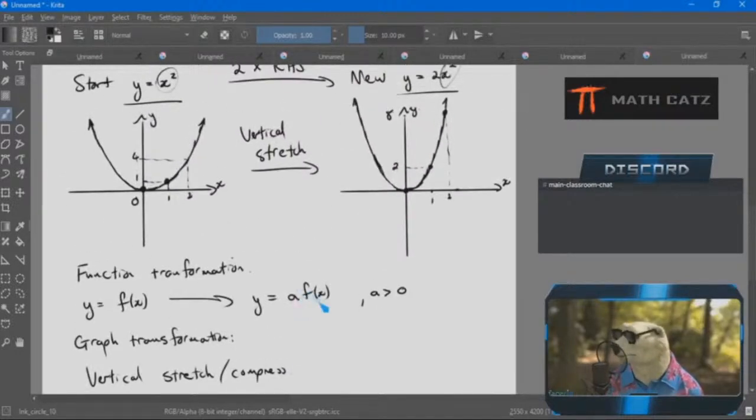So we use the basic parabola quadratic function as a starting point to help us understand why these things are happening to the graph when I change the function in a certain way, but I'm not really attached to that function, and it can be any function.